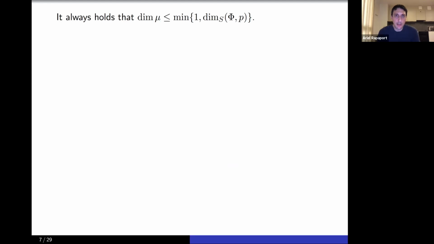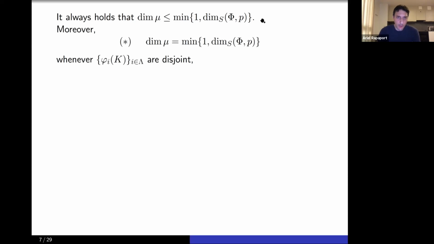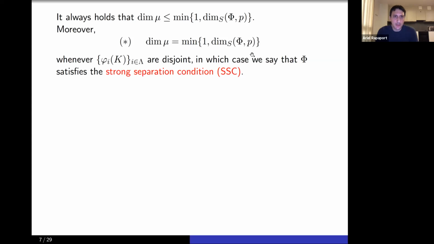So it always holds that the dimension of mu is bounded above by the minimum of 1 and the similarity dimension. And moreover, there is an equality whenever the images of the attractor with respect to the maps in the IFS are disjoint. In which case, if these sets are disjoint, we say that the IFS phi satisfies the strong separation condition, or SSC for short. So when the strong separation condition holds, this is the simple situation in which it is easy to compute the dimension and show that it satisfies this nice formula star.